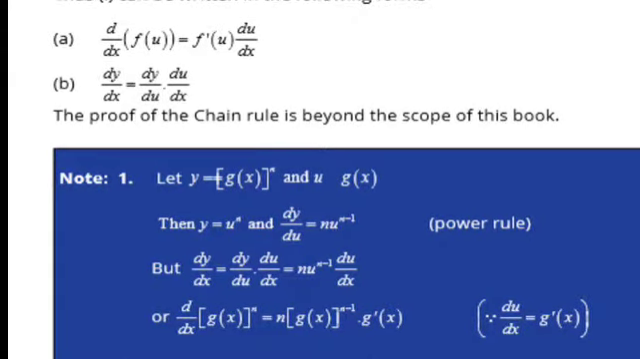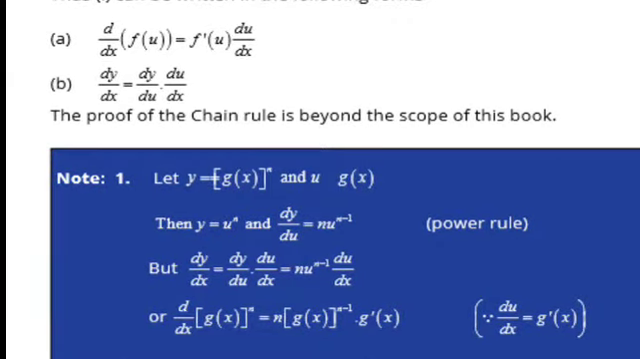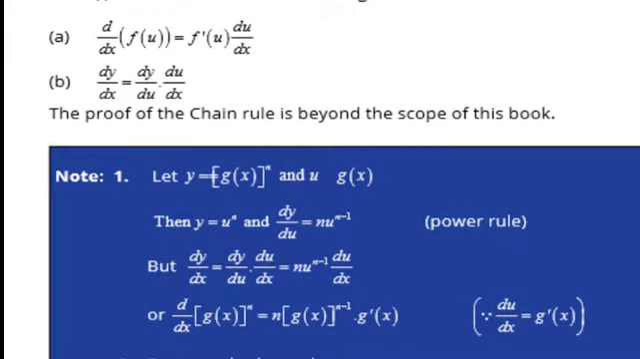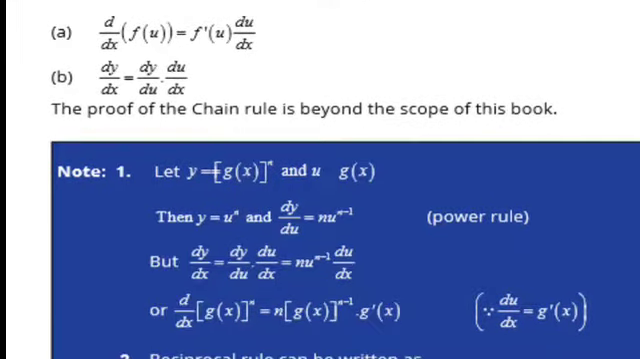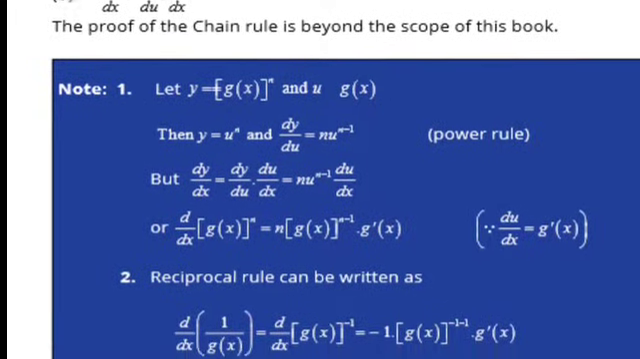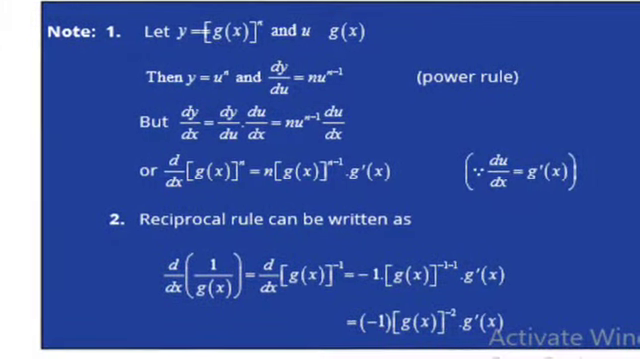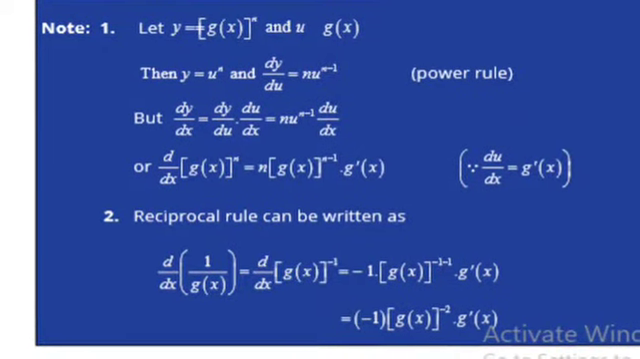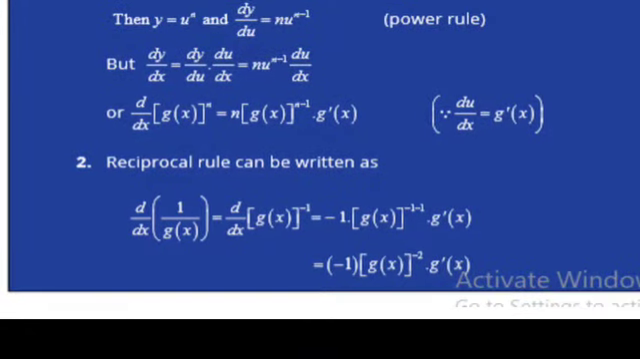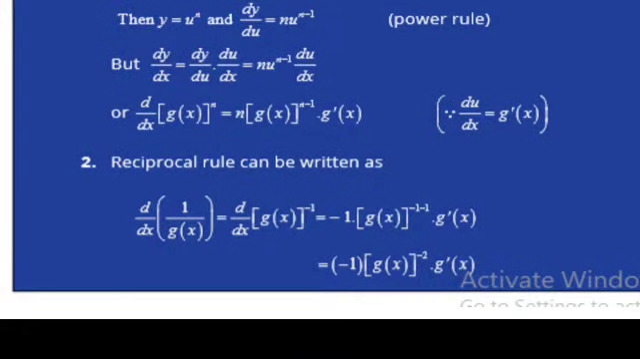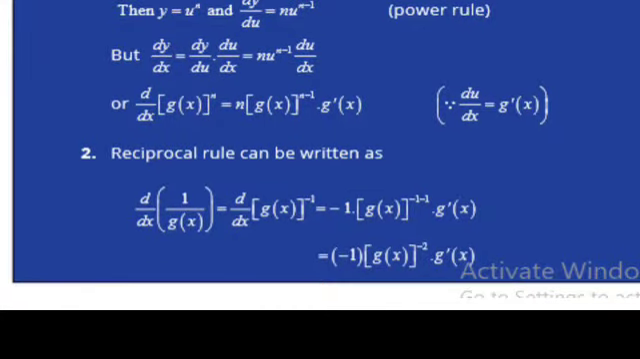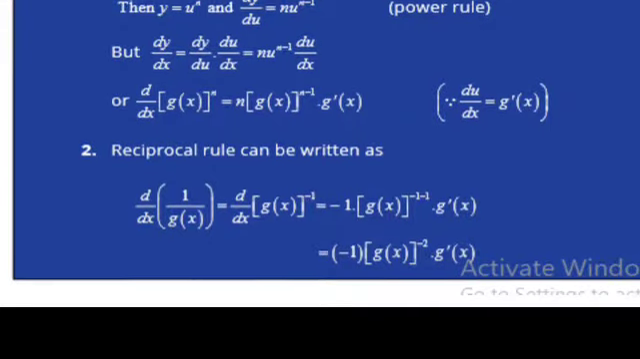Let we have a function y is g of x raised to power n. We let u be equal to g of x. Now y becomes u raised to power n. Its derivative is n u to the n minus 1. Then we put these values in the chain rule and we get the answer. If we have a reciprocal 1 over g of x, we can write it as g of x raised to power minus 1, then apply the formula, minus 1 minus 1, and then the derivative of the base.